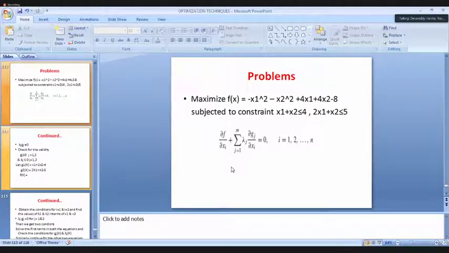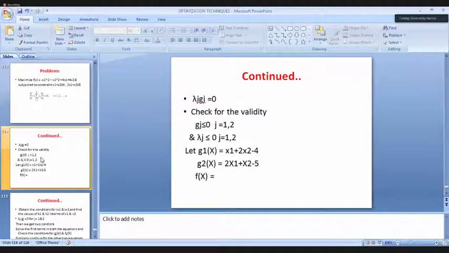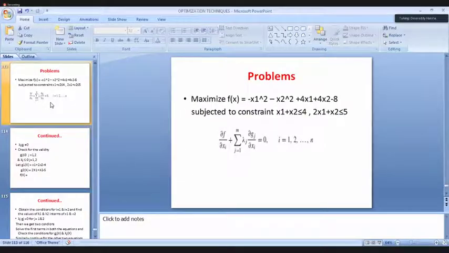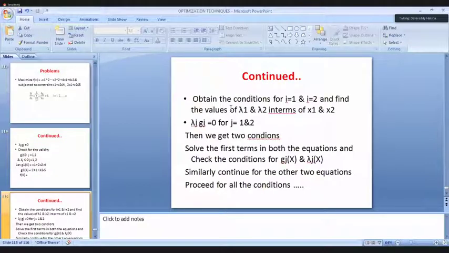Now you know dou g1 by dou x1. Can I find dou g1 by dou x1? You know g1 of x. How much is it? 1. Done. Now that into lambda 1. Correct? Yes. Now what is the next term that you get? Lambda 2 into dou g2 by dou x1. Can I put that? 1. What is the answer for it? Finally, you will get some answer. Tell me that answer. I'll write it here, please.